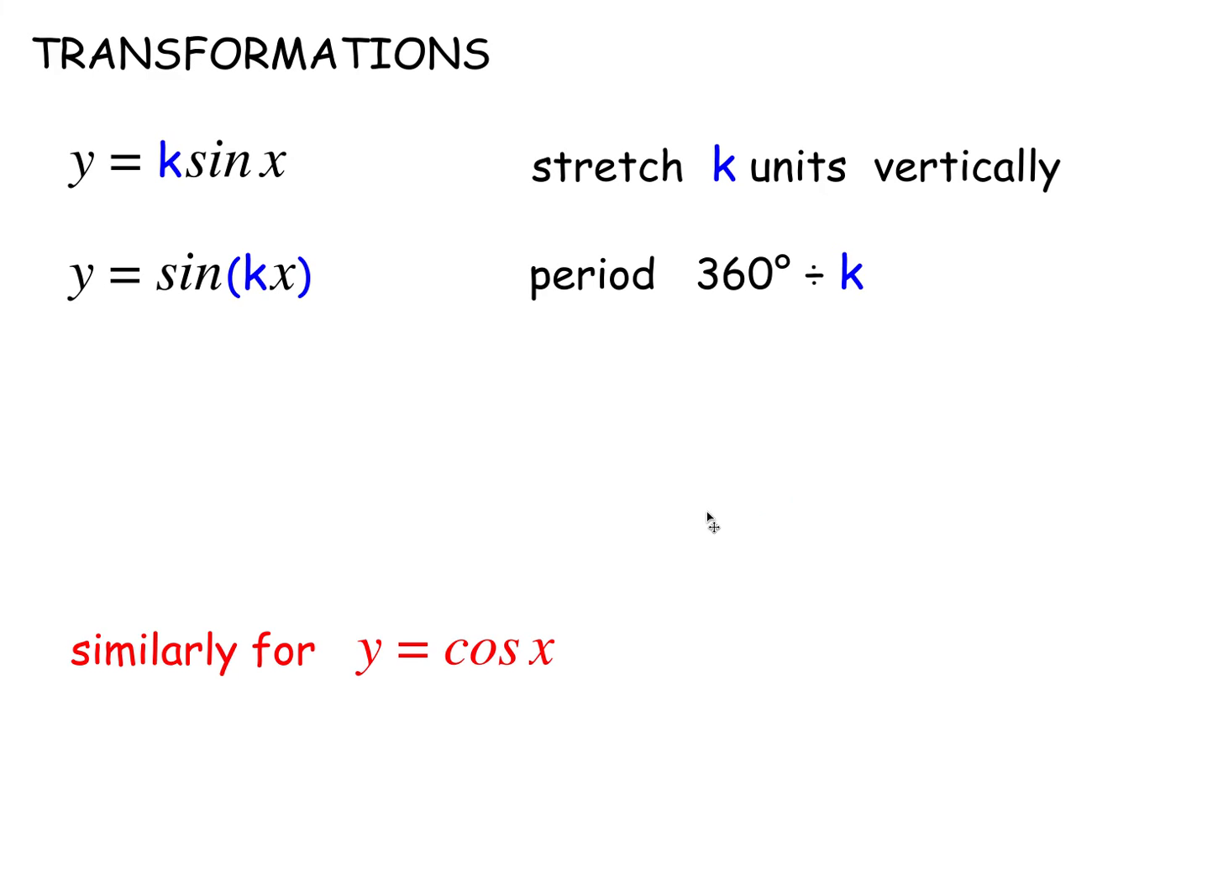Here they are summarised. y equals k sine x. That was a vertical stretch, the y stretch, by k units. It multiplied the y coordinate by k units. And this change in the brackets here, that was an x stretch. You divided the x coordinates by k in this case. So the period is 360 degrees divided by that k. And the same changes will occur for the cosine curve.